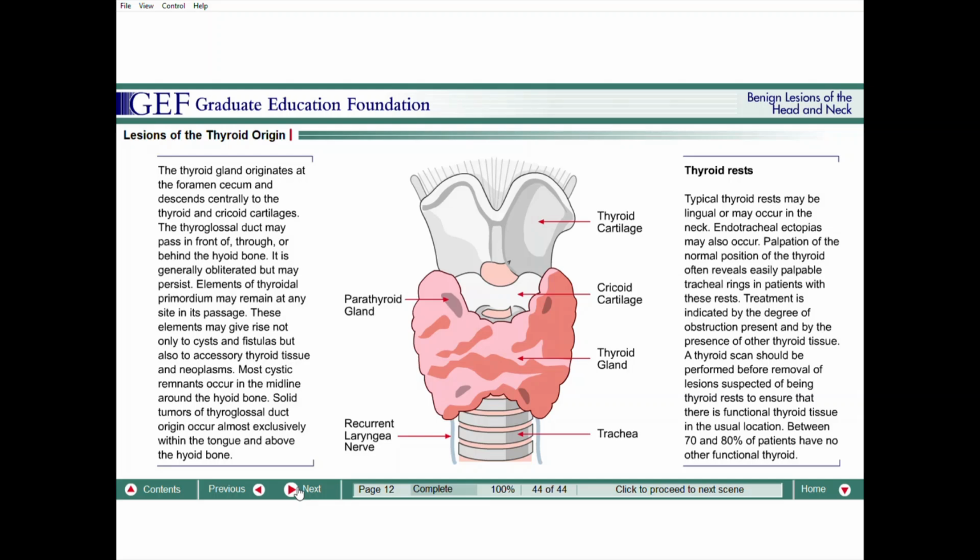Thyroid rests. Typical thyroid rests may be lingual or may occur in the neck. Endotracheal ectopias may also occur. Palpation of the normal position of the thyroid often reveals easily palpable tracheal rings in patients with these rests. Treatment is indicated by the degree of obstruction present and by the presence of other thyroid tissue. A thyroid scan should be performed before removal of lesions suspected of being thyroid rests to ensure that there is functional thyroid tissue in the usual location. Between 70 and 80% of patients have no other functional thyroid.